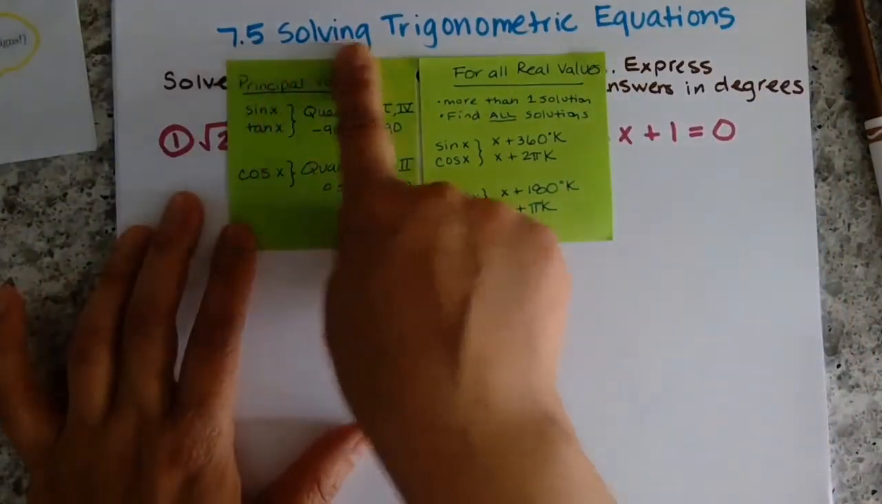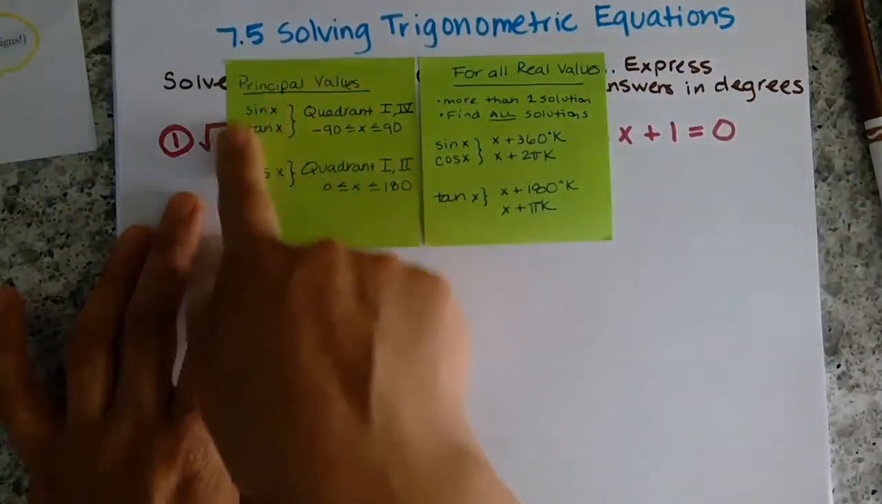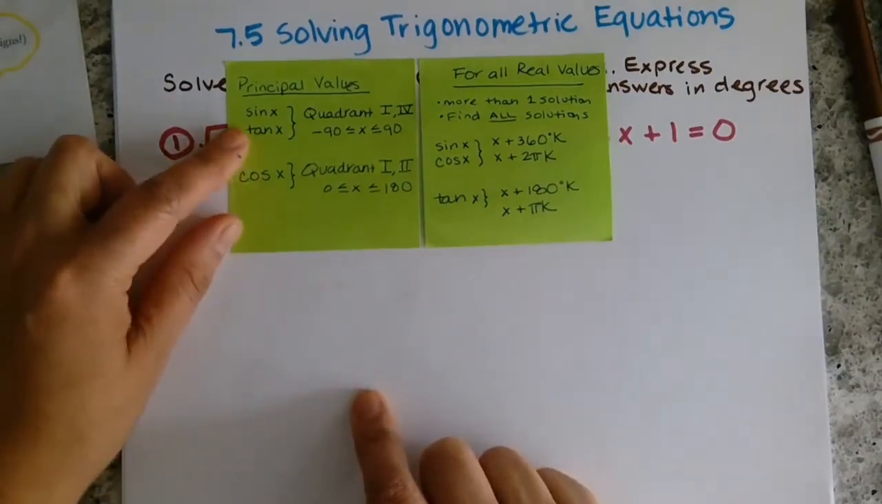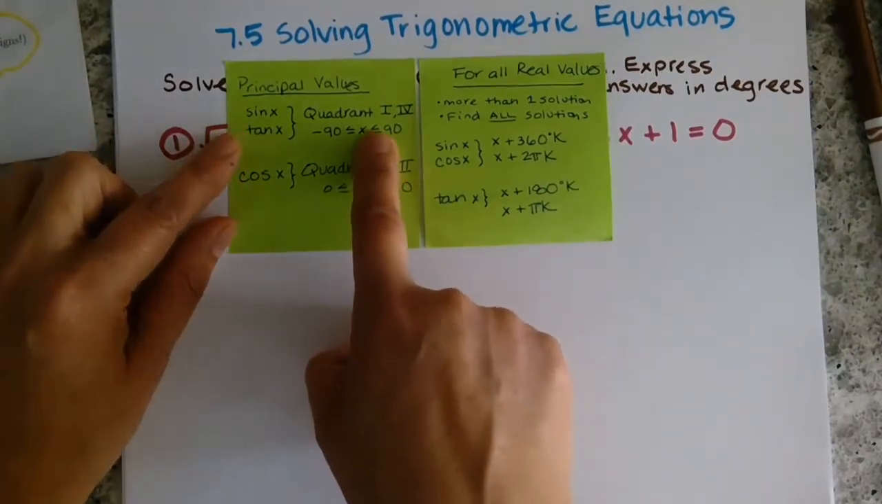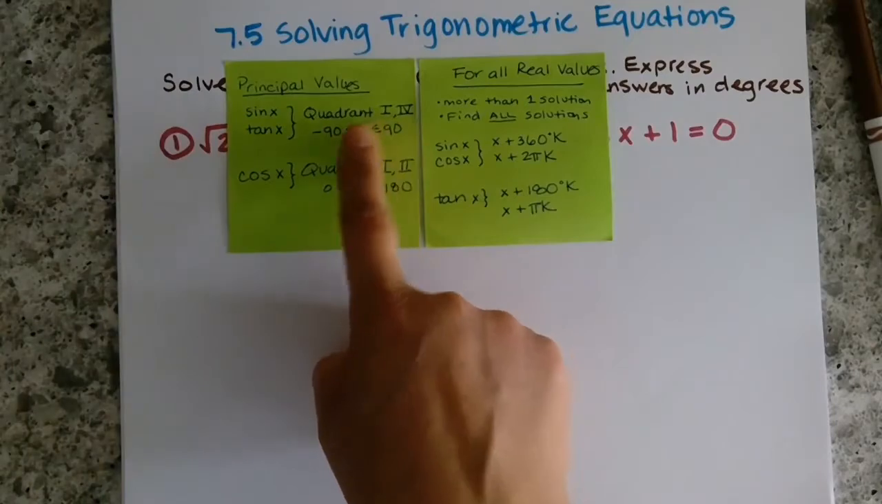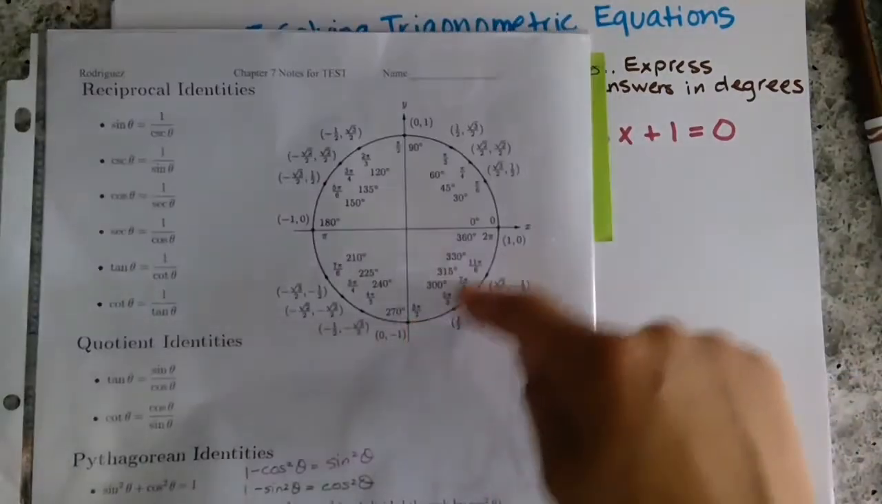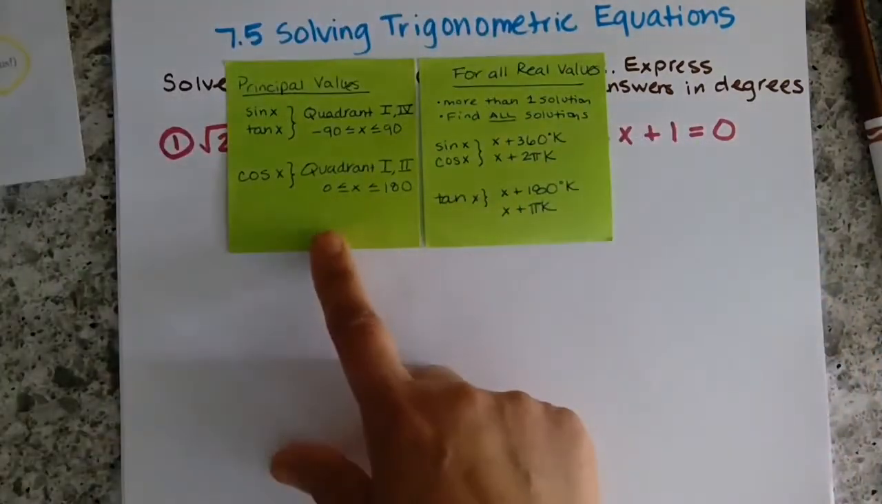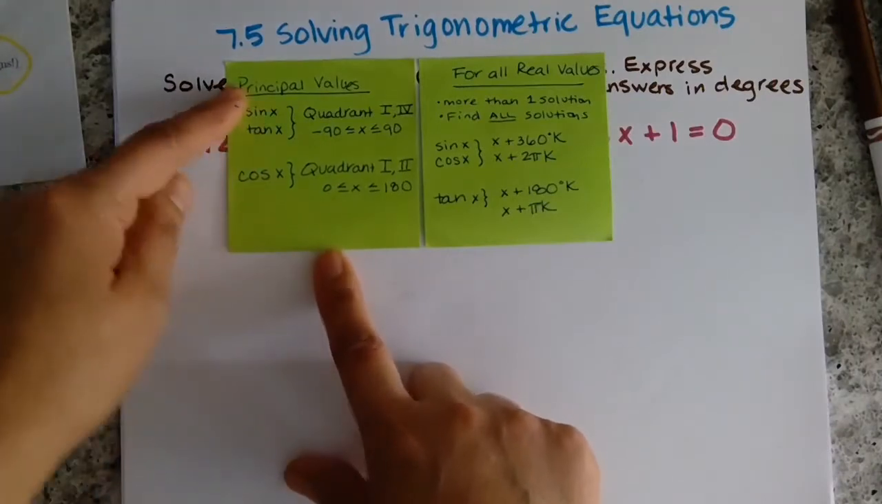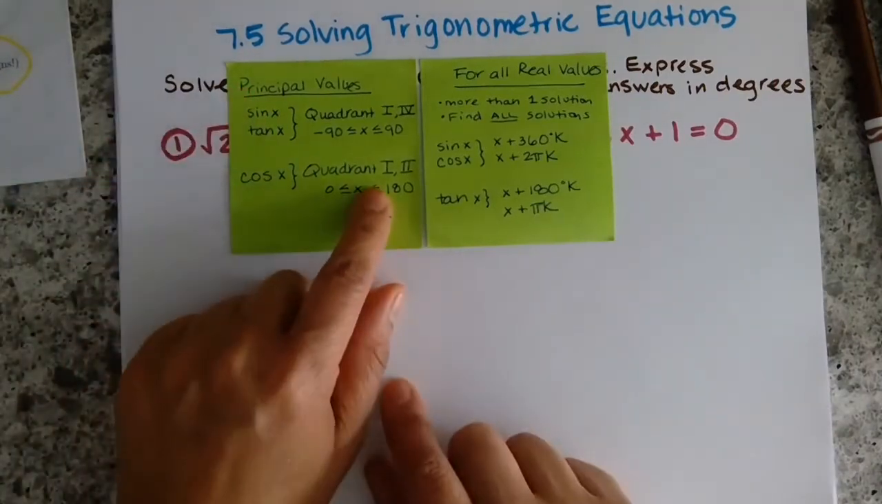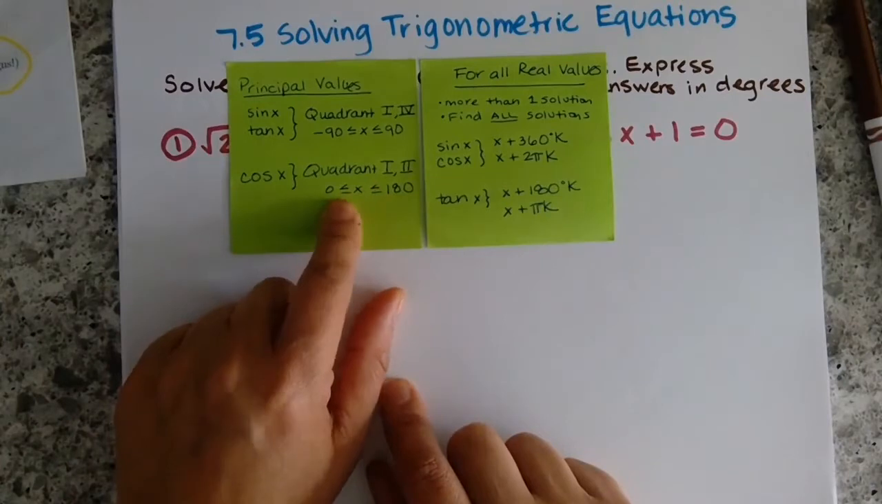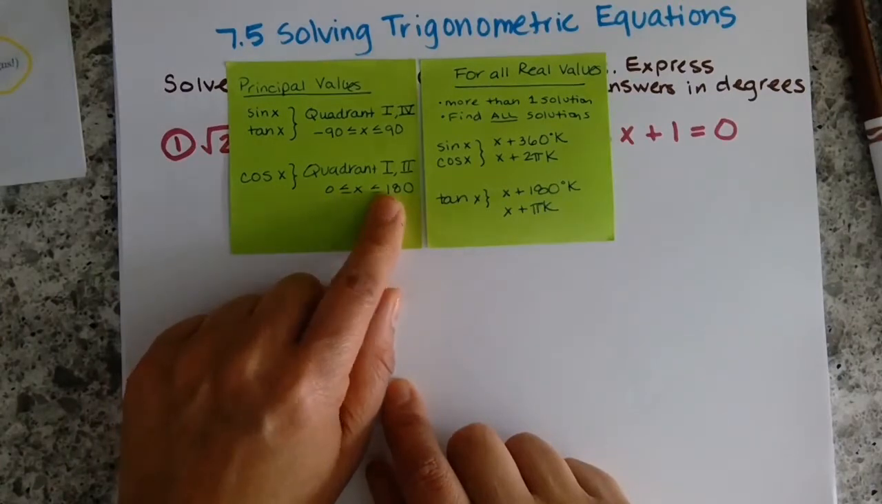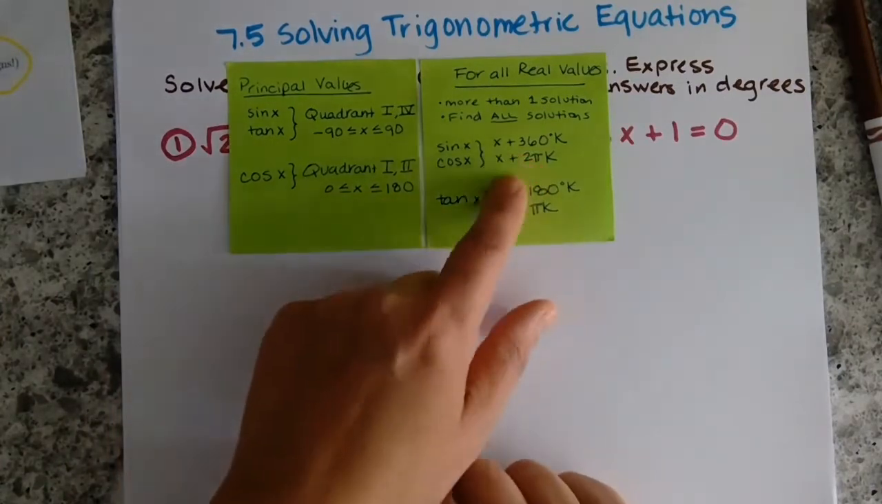section 7.5, solving trigonometric equations, principal values. For sine and tangent, you're going to answer in quadrants 1 and 4, so that's between negative 90 degrees and positive 90. For cosine of x, if they ask for the principal values, your answer is going to be between 0 and 180 degrees, so quadrants 1 and 2.